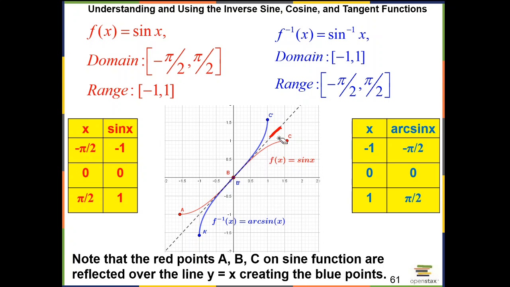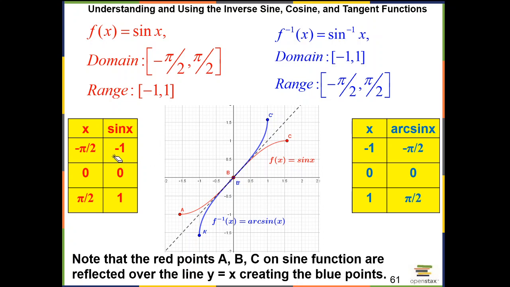Can't see the difference. Okay, so the red one is sine. Let's pick these three points. This one right here is negative pi over 2, negative 1. This one, b, is 0, 0. And that one is pi over 2 and 1.